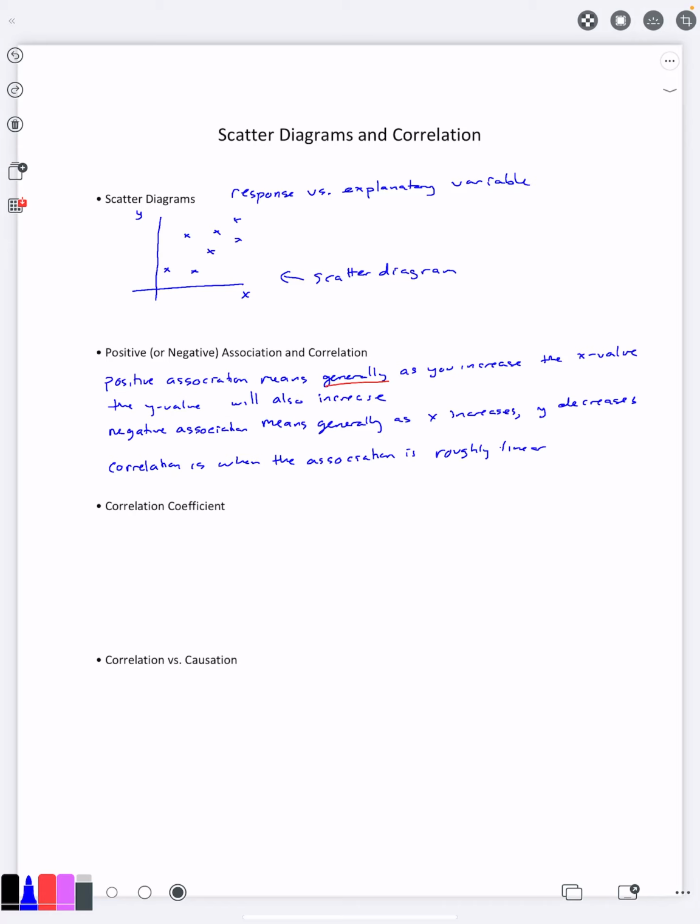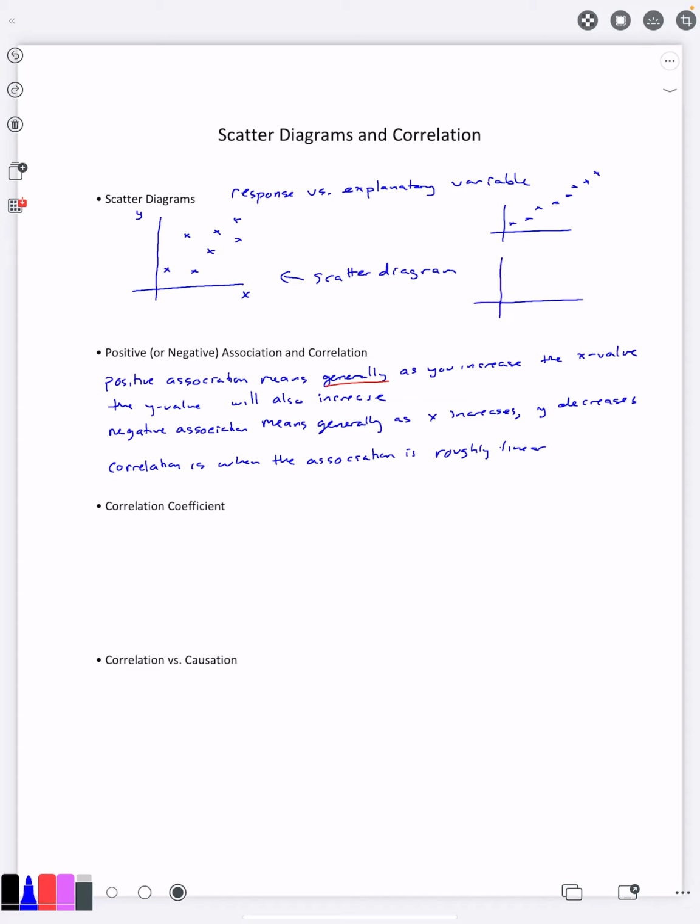Giving a couple of quick graphs here. So this would be a positive association. It would also be a positive correlation. The data points don't perfectly line up in a line, but they are pretty close there. So because it's close to a line, we say it's correlation, not just association, but association can be anything that's related.